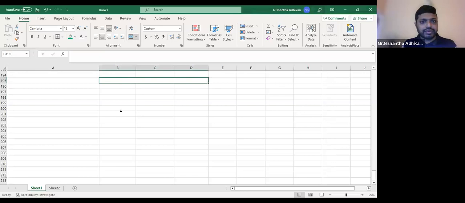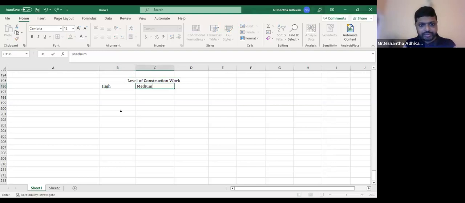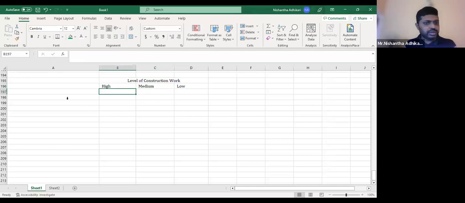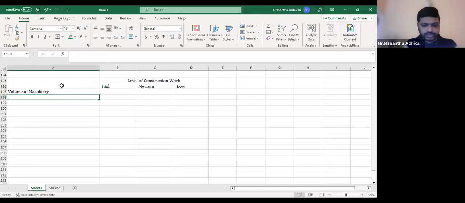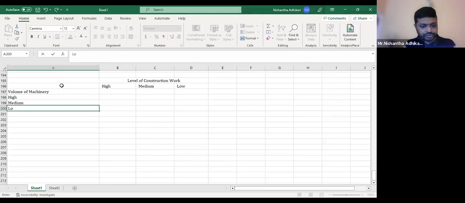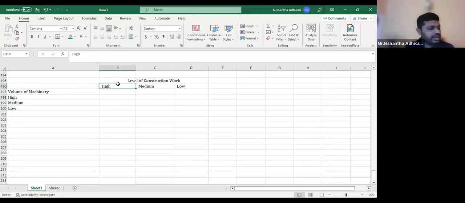This is the level of construction work. The level of construction work can be high, medium, low. Then the volume of machinery: high, medium, and low. Figures are in rupees million.